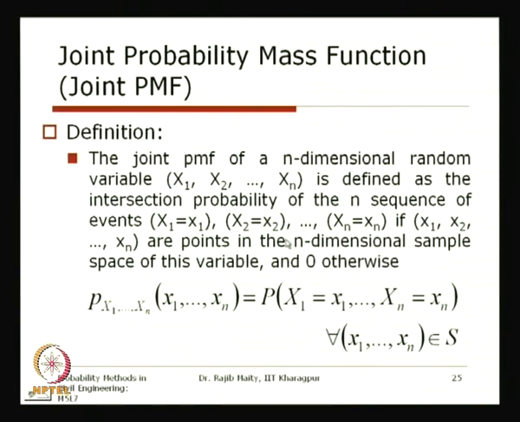So, if x1, x2, xn are the points in the n dimensional sample space of this variable, that probability is taken only for those specific points, otherwise it is 0. That is the joint PMF of the random variables x1, x2, xn. And this is what is shown here: the probability mass function is defined, for x1, x2, xn, as the probability of the joint occurrence of all these events, and this joint outcome belongs to that sample space.